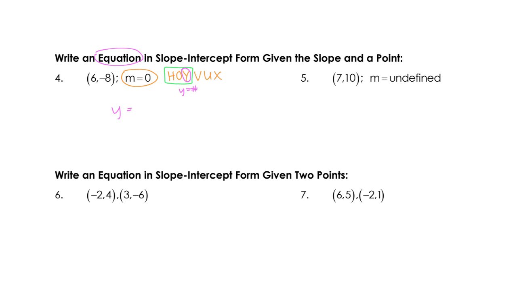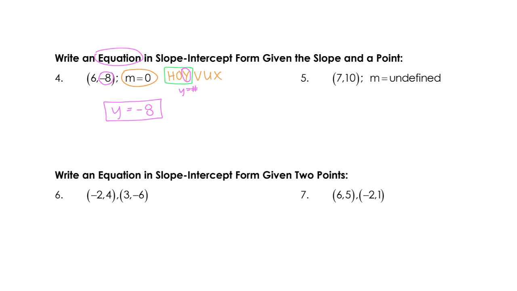Y equals a number, but in this case, we need to figure out what number. Since it's y, we're going to use the y value of the ordered pair, and our answer here is y equals -8, and that's it. No work to show, no point-slope form necessary here because the slope is 0. 0 and undefined are very, very specific, and if you know HOY-VUX, that shortcut is going to save you a lot of time.